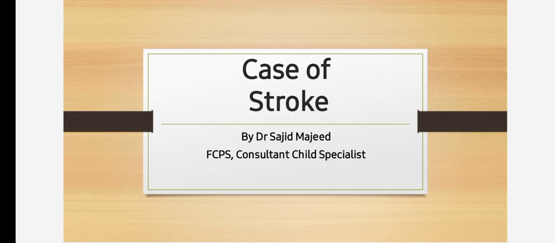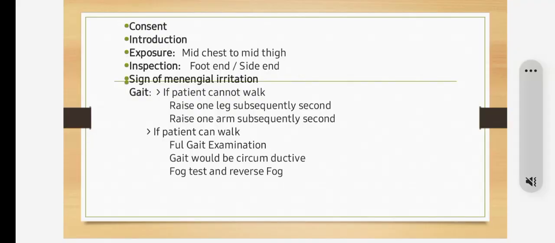Today I'll discuss an important short case which we often come across in exams. Your command will be: do motor system examination and relevant. First of all, introduce yourself, take informed consent. The patient should be in panties, or exposure should be at least mid chest to mid thigh.